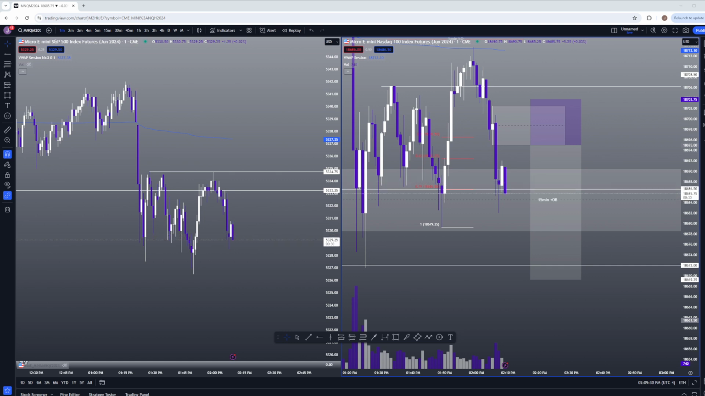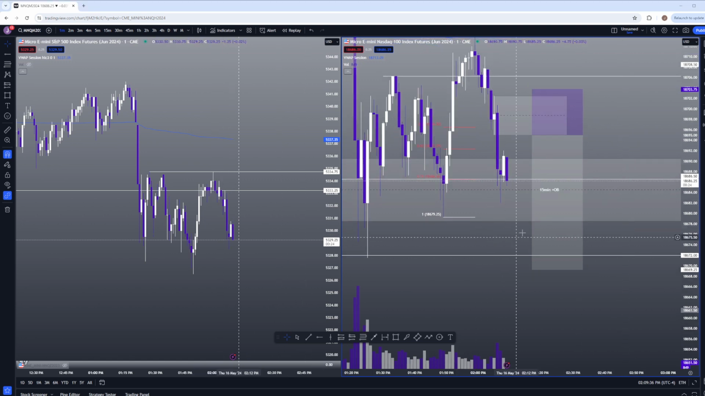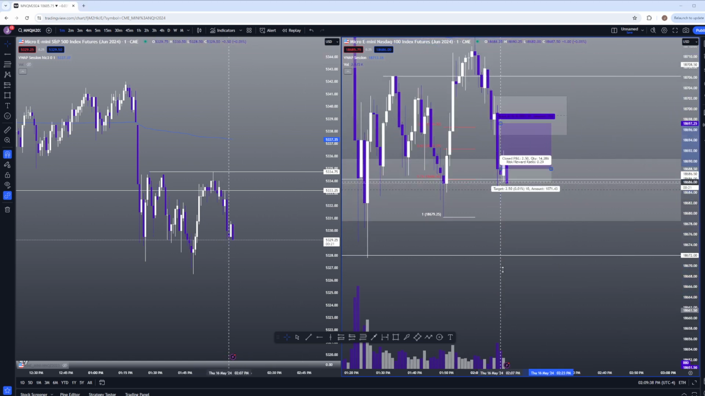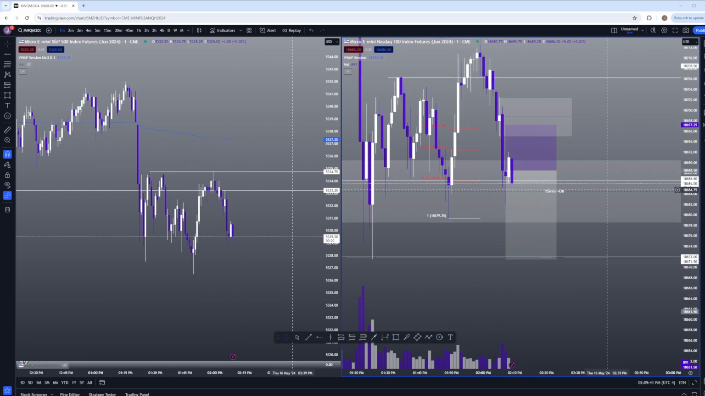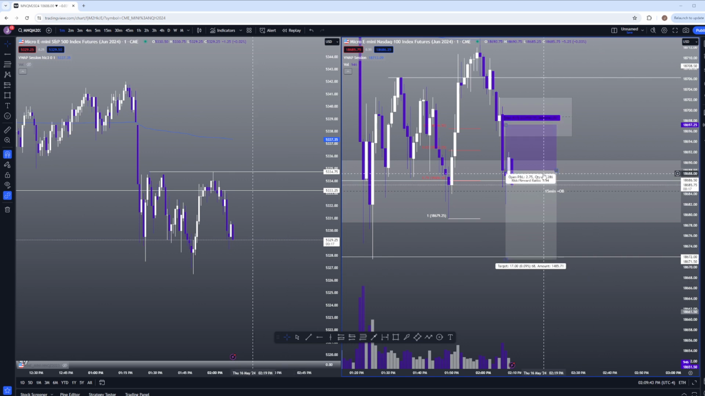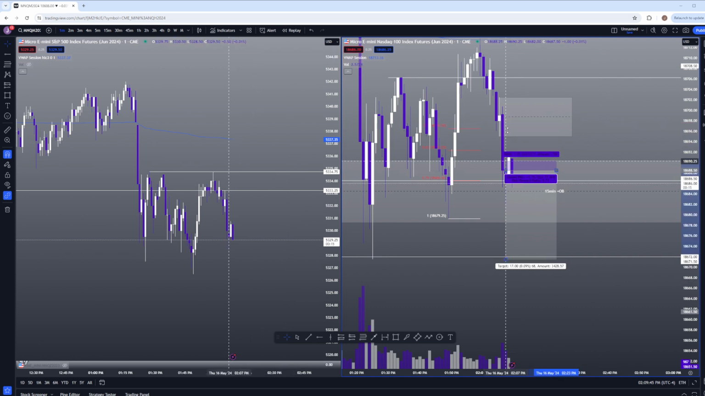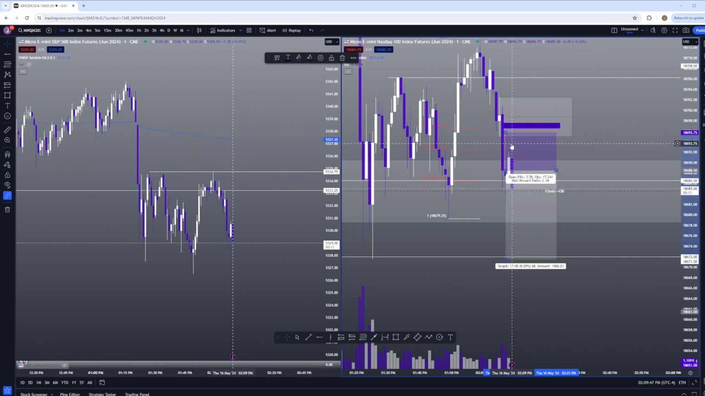All right, I'm back in. I'm back in the shorts. I'm going to go full lot here. I want to see us come down and take out these lows. I want to see us push through this level, go take out these lows. I'll keep a pretty tight risk here.